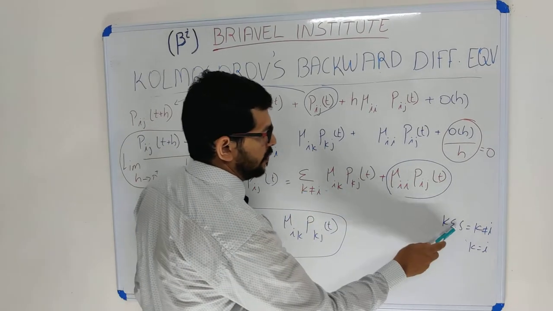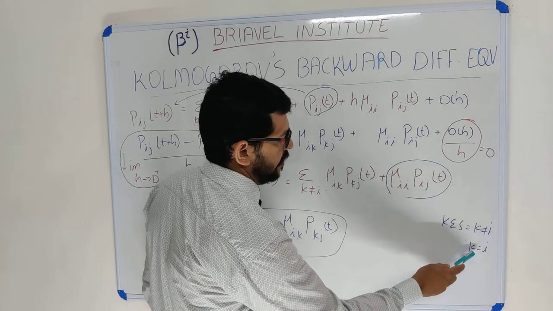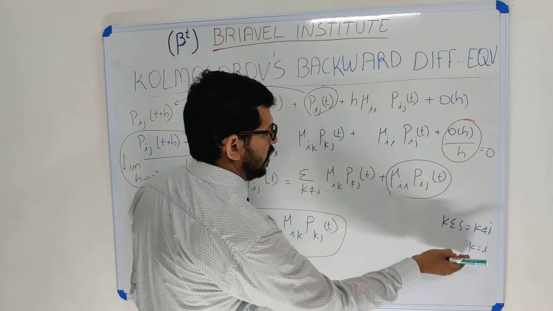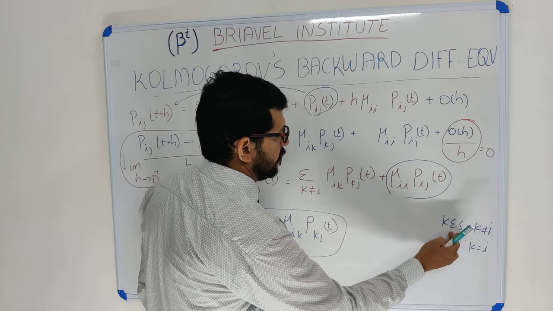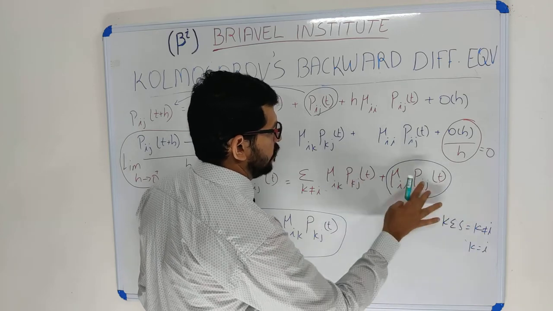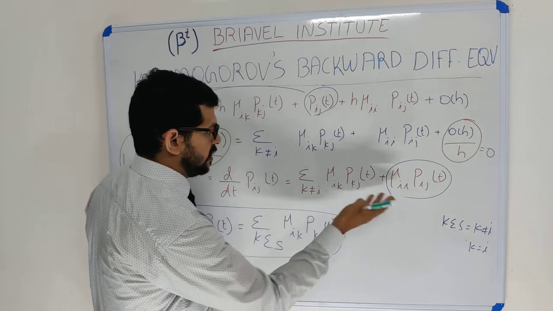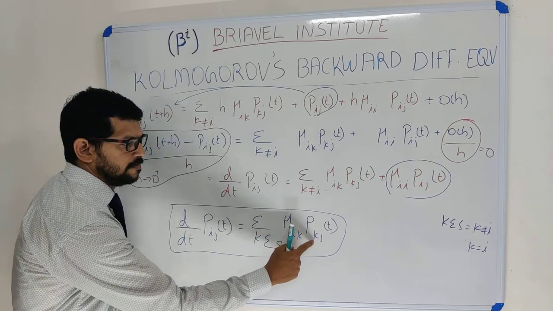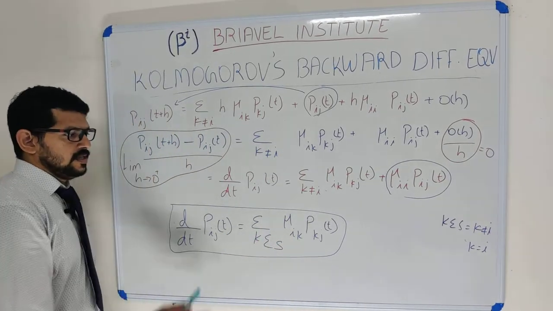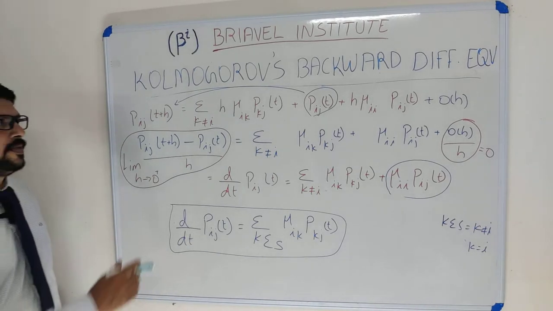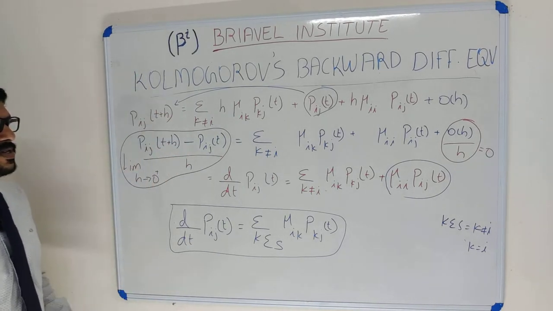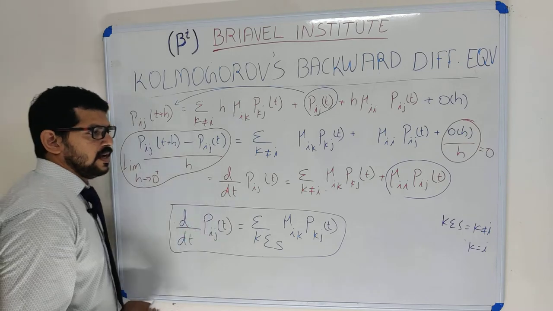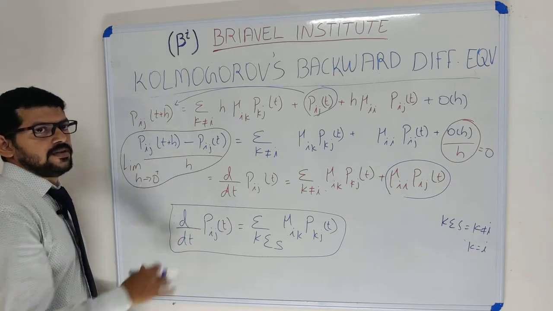Here it was split into k not equal to i and k equal to i. Now we are writing k element of S, so we need no split into two terms, only one term is sufficient. So sigma over k element of S of mu ik P of kj t. This is our backward differential equation. Just check the derivation, how we reached here, because in your exam they will ask the derivation.